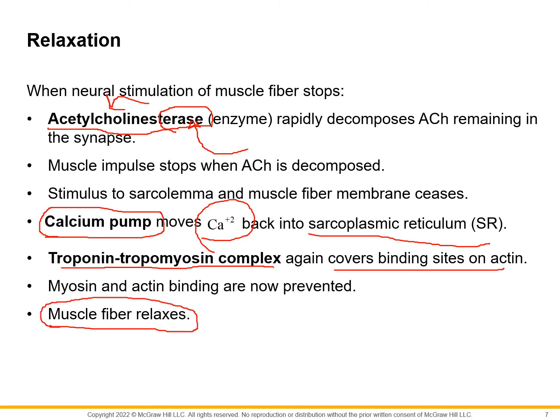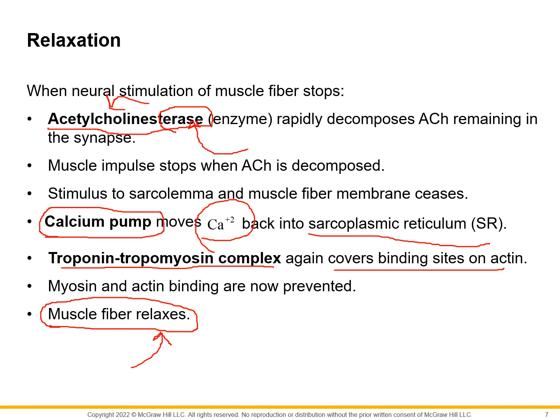Now, there's a lot to what's going to go on in this relaxation. We're going to see it in the next video and talk about how this affects the strength of muscle contractions in a weird sort of way. But this is the process of it happening. Acetylcholine esterase, or said another way, acetylcholine erase, erases the acetylcholine from the motor end plate and decomposes it out of those receptors, causing the whole process to be turned off.